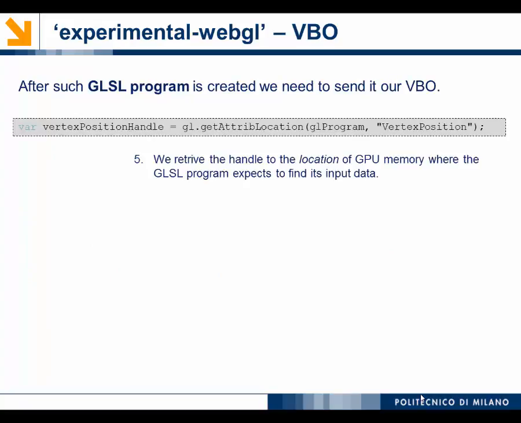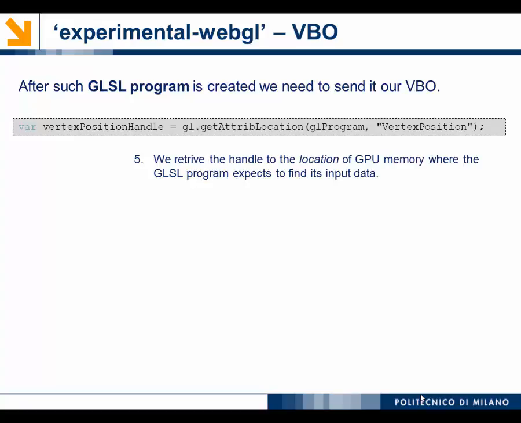We are not done yet. There are a couple of steps more. So I have my data. I send the data over to the GPU. I create a program that can use those data, but the program is not actually using them yet. I have to make a bridge. I have to make a link between the data I sent to the GPU and the program that will use them. How to do that?